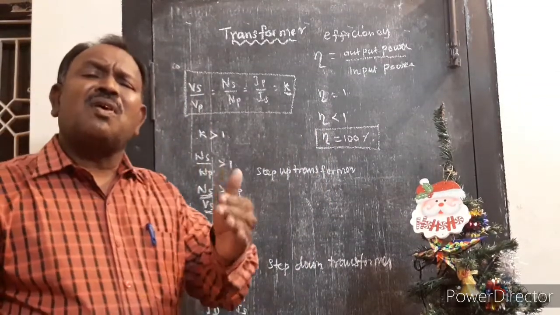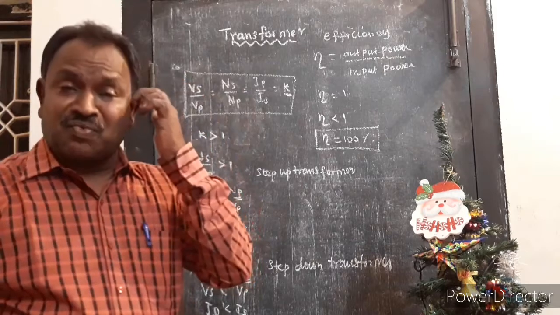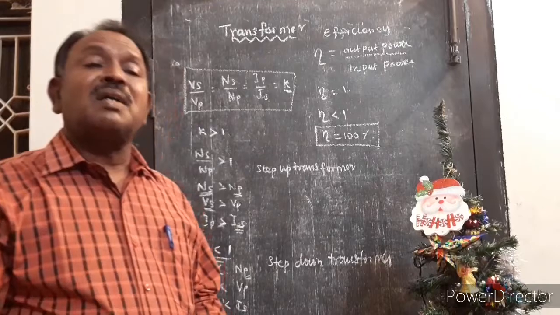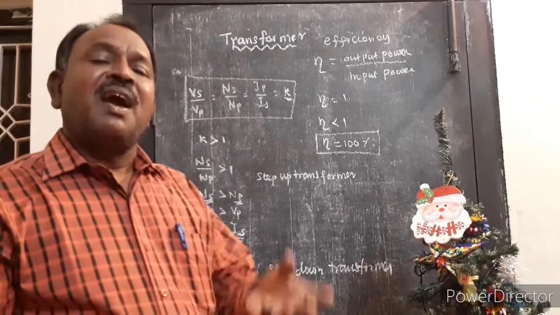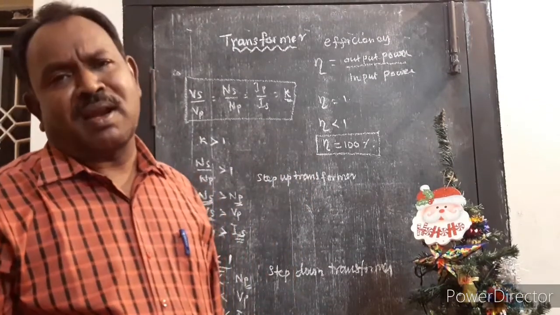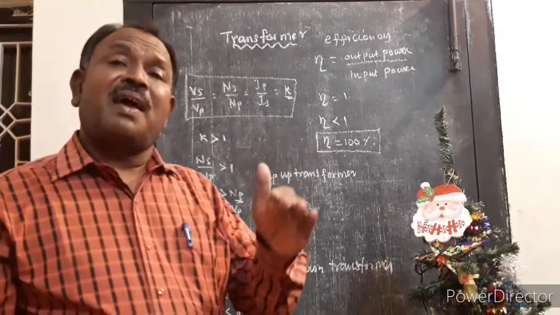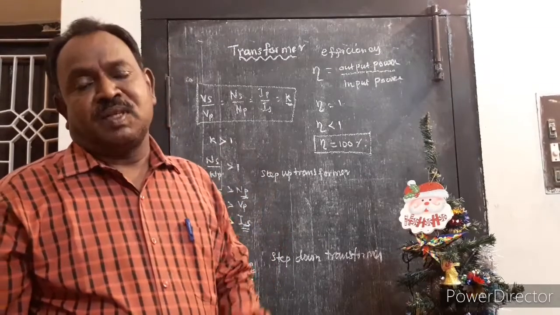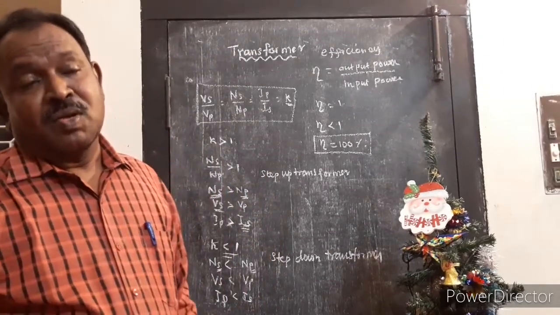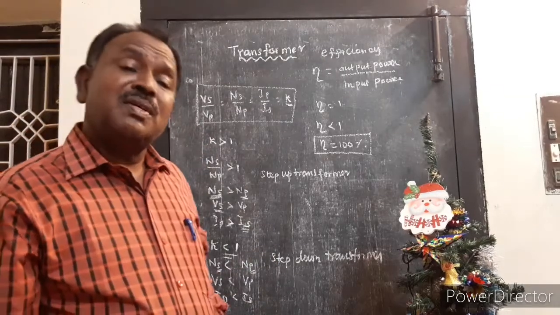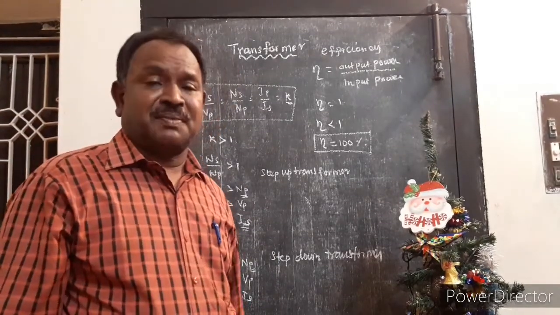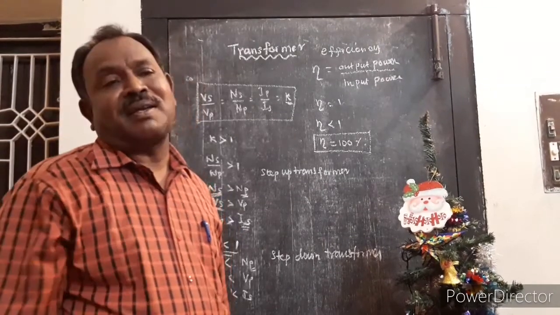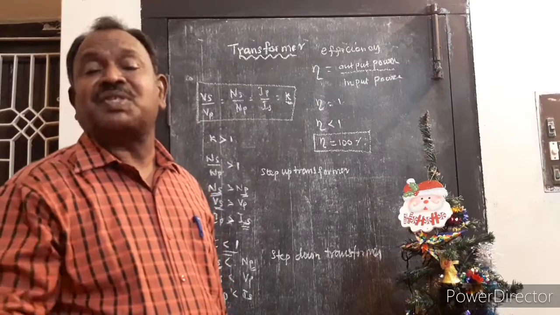So what is the reason for not having 100% efficiency in a transformer? There are some losses in the transformer. So what are the losses in a transformer? First we have to see iron loss. So what is called iron loss? In a transformer we have primary and secondary windings on the core. The core is made up of soft iron. As the current flowing through the primary coil is an AC current, the core of the transformer is magnetized and demagnetized for every cycle of AC current.